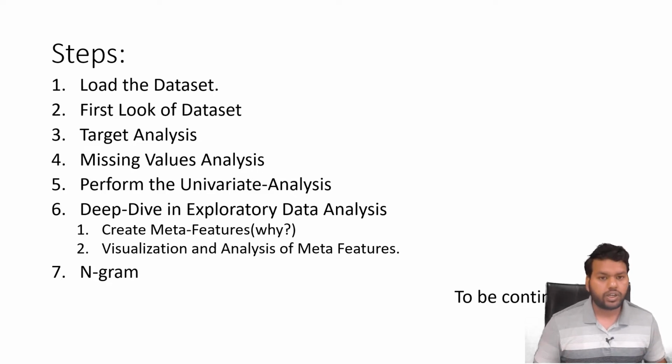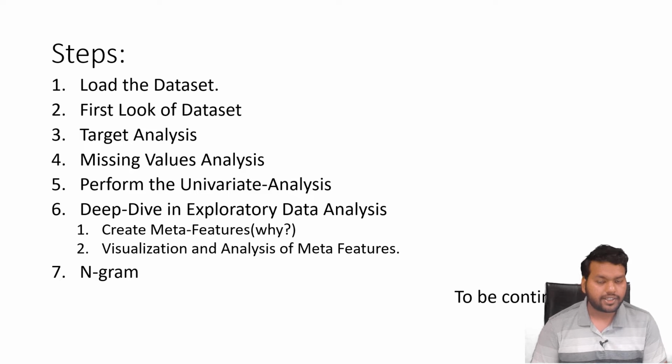And then we visualize and analyze the meta features, because whatever features we extract in this data set by using feature engineering should make sense. If they are not making sense, we are going to remove them. And then moving forward, we are going to use the n-gram. What is n-gram? Again, we will come back when we discuss it. Like this, we are going to discuss this stuff. So to be continued, let's start the video.